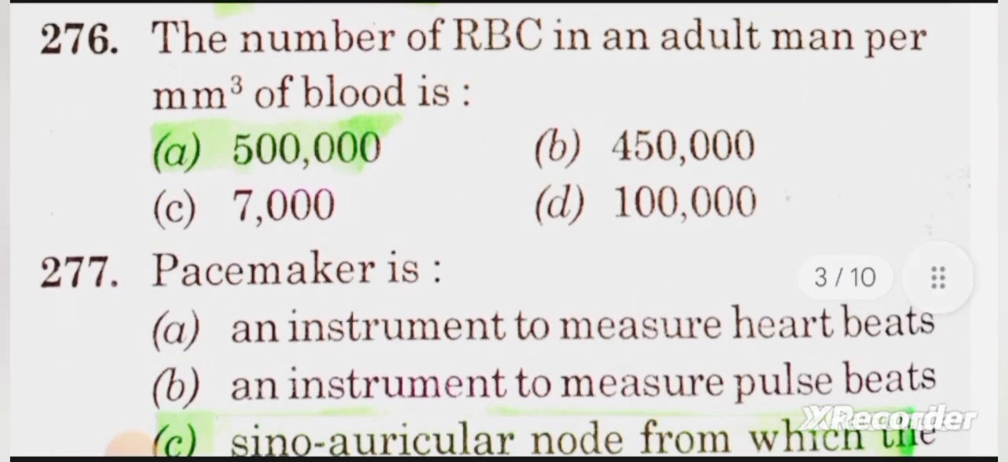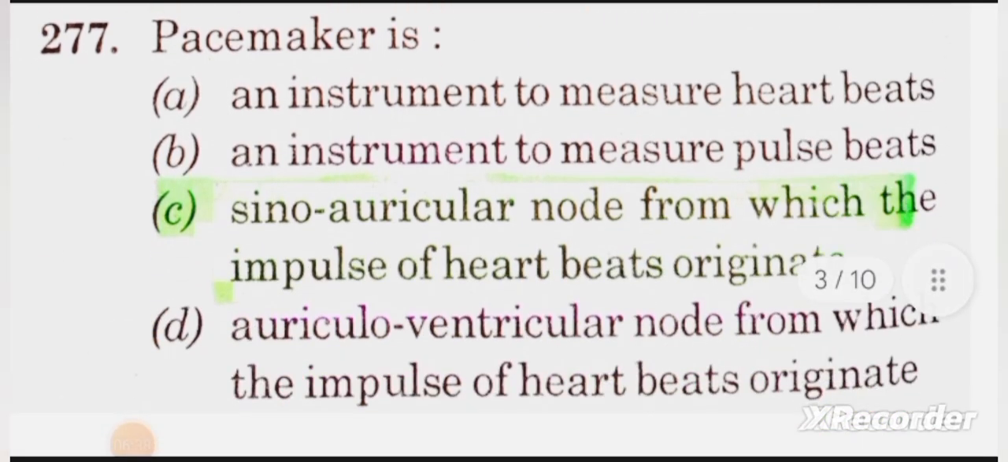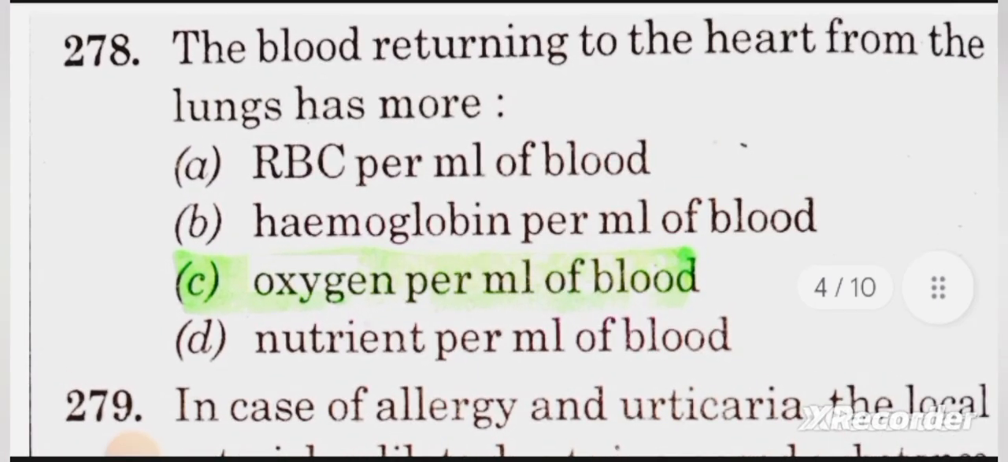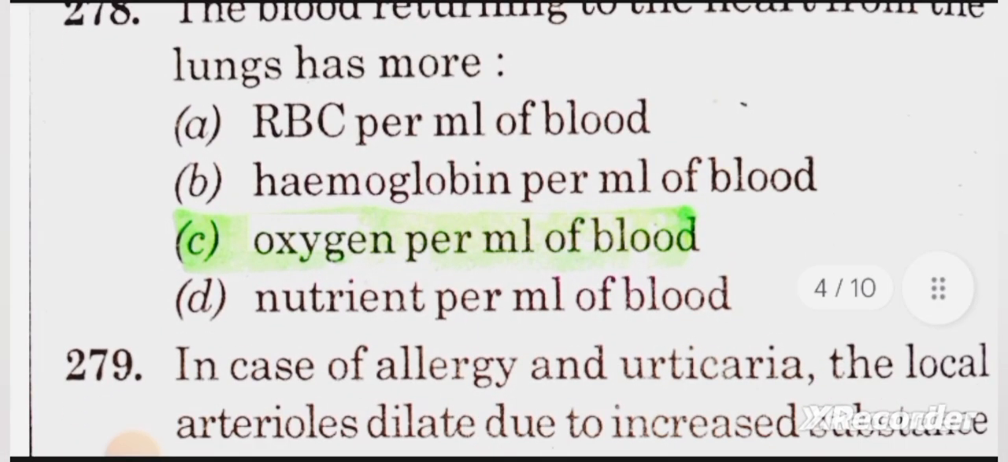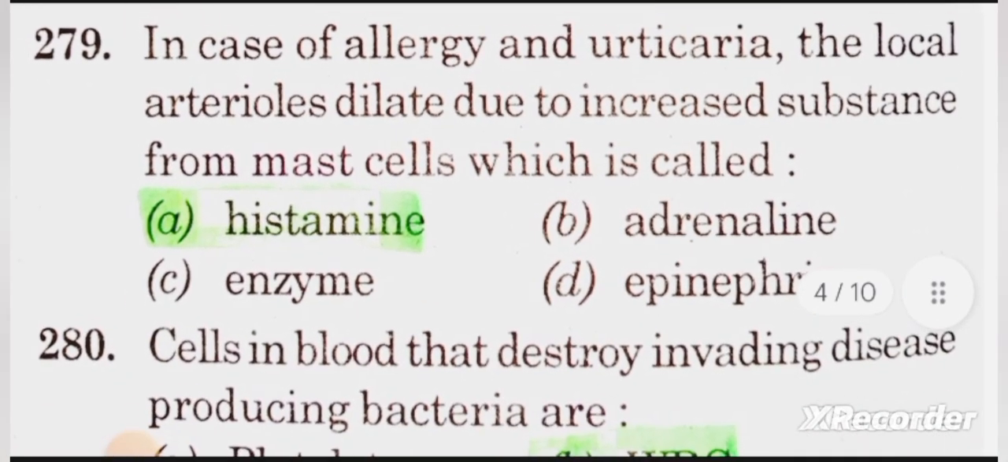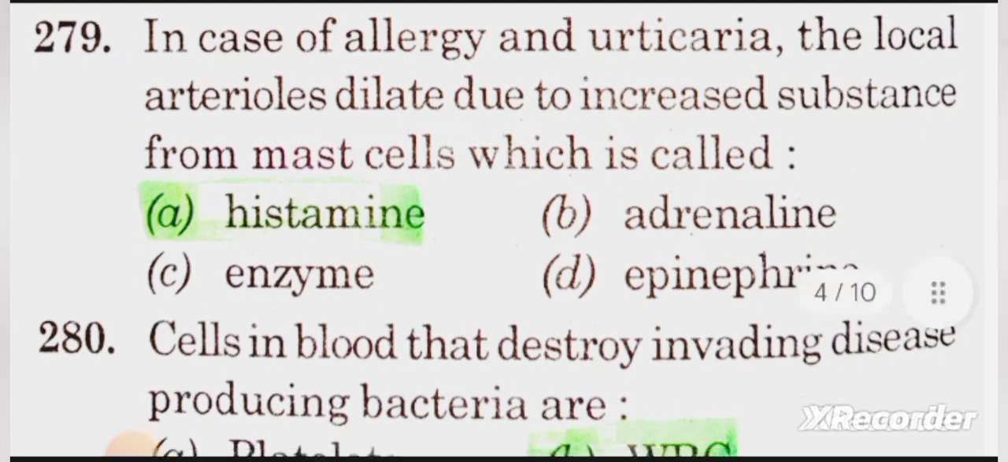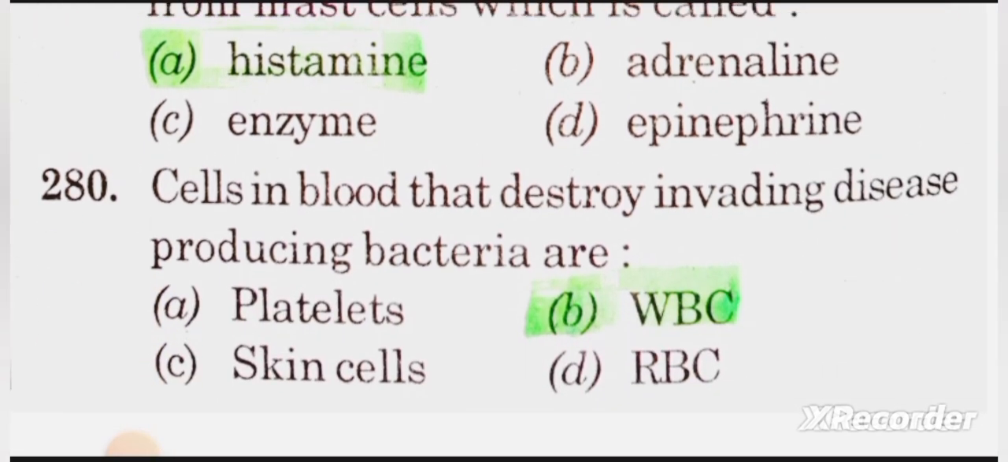Next, 276. The number of RBC in an adult man per cube of blood is answer A, 5 lakh. Next, 277. Pacemaker is answer C, sino-auricular node from which the impulse of heartbeat originate. Next, 278. The blood returning to the heart from the lungs has more answer C, oxygen per ml of blood. 279. In case of allergy and urticaria, the local arterioles dilate due to increased substance from mast cells, which is called answer A, histamine. Next, 280. Cells in blood that destroy invading disease producing bacteria are answer B, WBC.